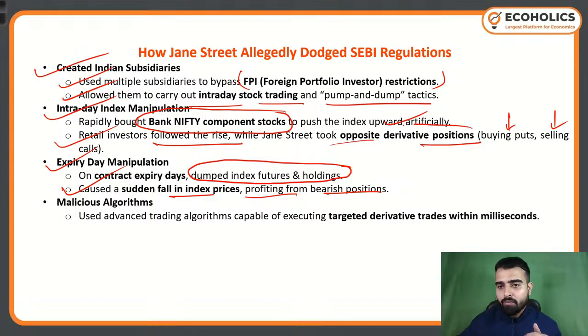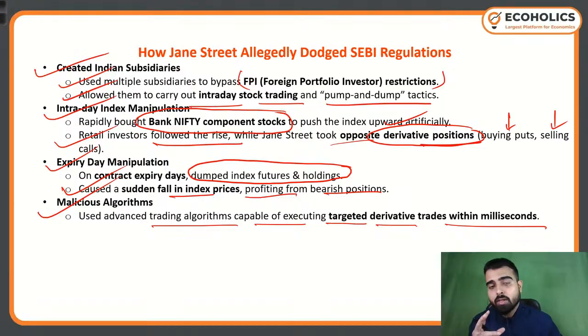Whatever positions they have taken, they made the profit. Now they used advanced trading algorithms capable of executing derivatives trades within milliseconds. So obviously they used the algorithm. They used multiple advanced trading algorithms, and then they did all these things in milliseconds. They didn't even give a single microsecond to the retail investors to adjust their positions. They did it in milliseconds and they made a huge profit.